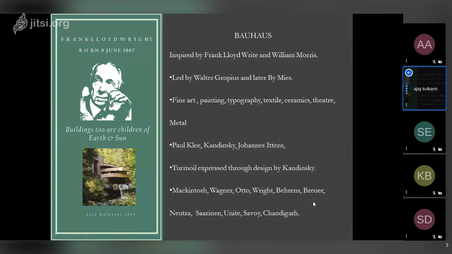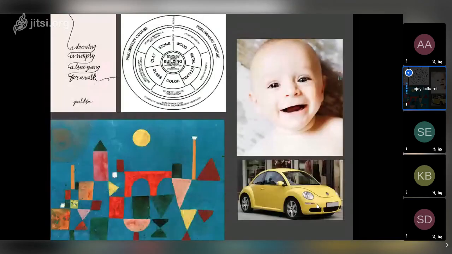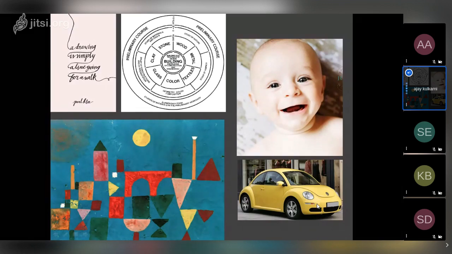So I think there are some elements which are permanent, like that beehive which I showed you, or the caves, or the Bauhaus movement, or the classical paintings, or Michelangelo, or Ellora Caves, all this. Paul Klee says, a drawing is simply a line going for a walk. And a line is a dot going for a walk. What a wonderful point of view.